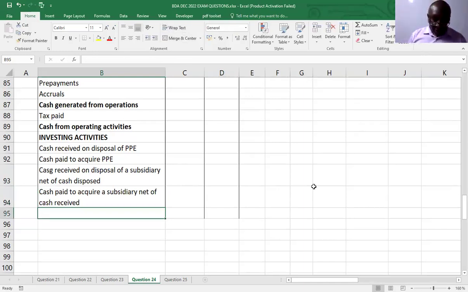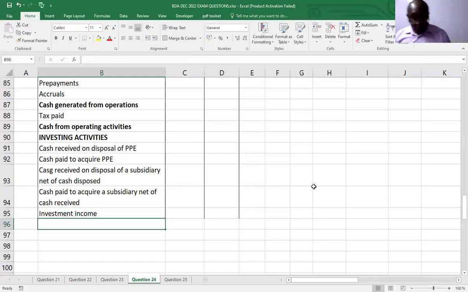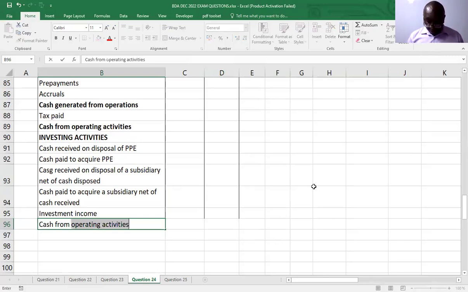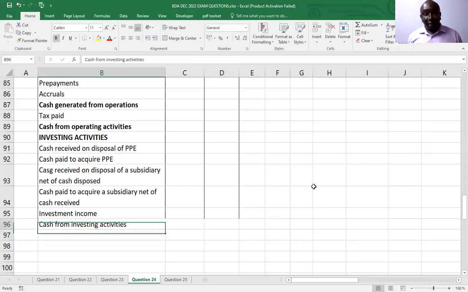The next one is investment income. Investment income is there. So with that, I'll get cash from investing activities. Cash from investing activities. That's a major cash flow.